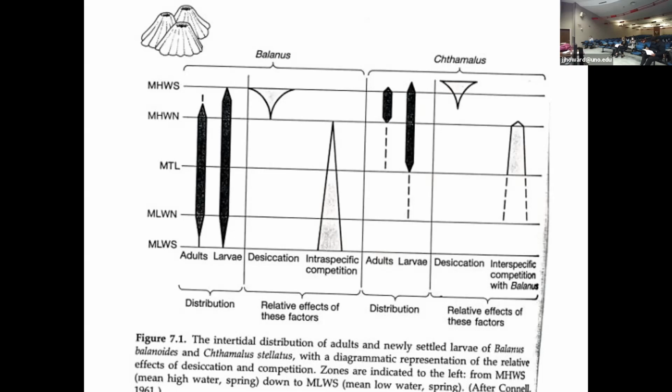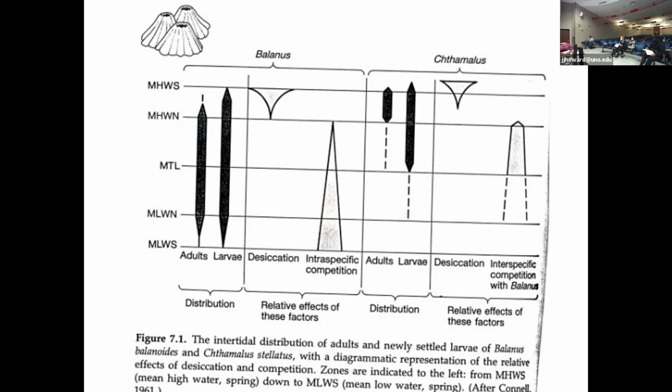But we also have Balanus not being able to colonize the upper intertidal. And the presence of Thamnus has nothing to do with that. They don't care whether Thamnus is there or not. They can't survive there. That's the niche. So these two species are regulated by two different things.